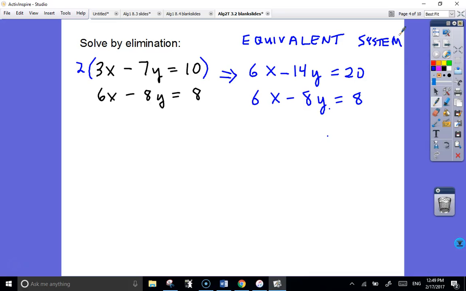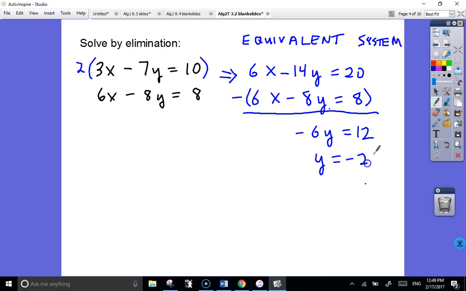Okay, now what are we going to do? Add or subtract? Yeah, because they're equal, you have to subtract to cancel the x's. So you could show that any way you want. I'll show it like that. I'm subtracting. I'll even draw a little bar there. So 6x minus 6x cancels. Negative 14y minus negative 8y, what is that? Negative 6y. And 20 minus 8, 12. So divide by negative 6, y equals negative 2.